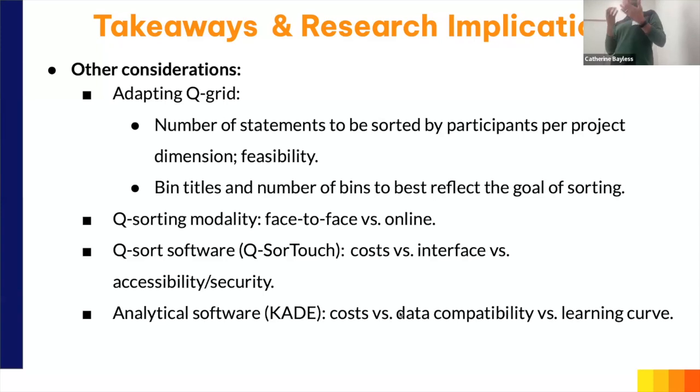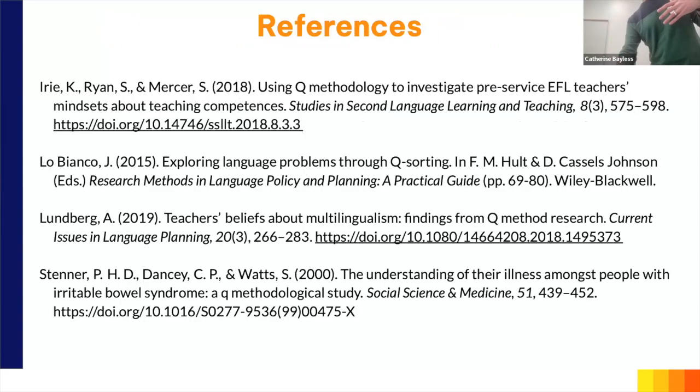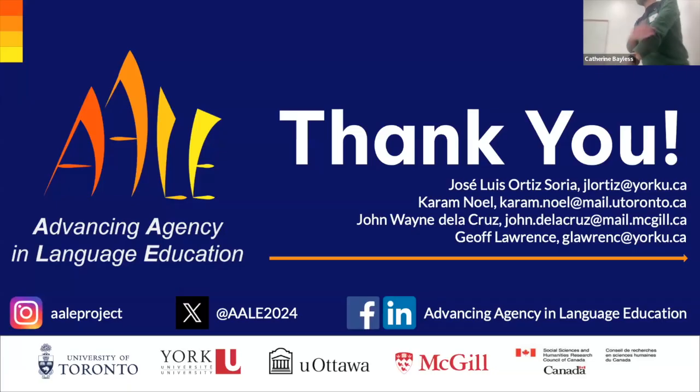QSortouch was a tool where the license was not too expensive, and the interface is easy to use. So it was a good solution for us for the surveys. The only thing is that it doesn't support the analysis, and that's why Kade came into play. Kade is free, data compatible with QSortouch, and the learning curve is not so high. It's easy to use, user-friendly in my opinion. And with that, we finish our presentation. Thank you so much for your attention.